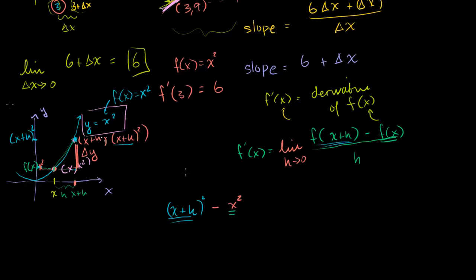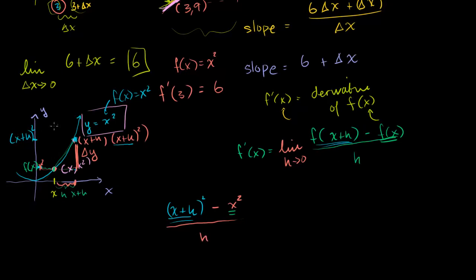So this is our change in y. And let's divide that by our change in x. Our change in x, if this is x plus h and this is just x, is just going to be h. So that's where we get that term from. So this is just the slope between these two points.